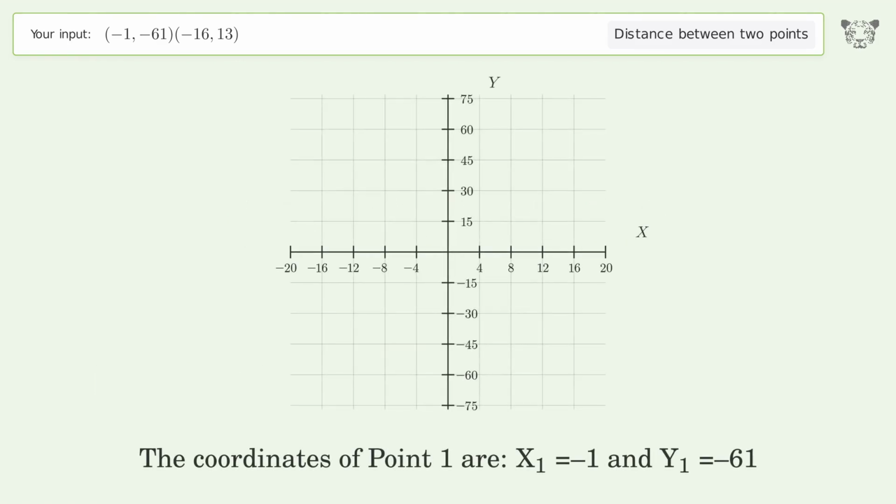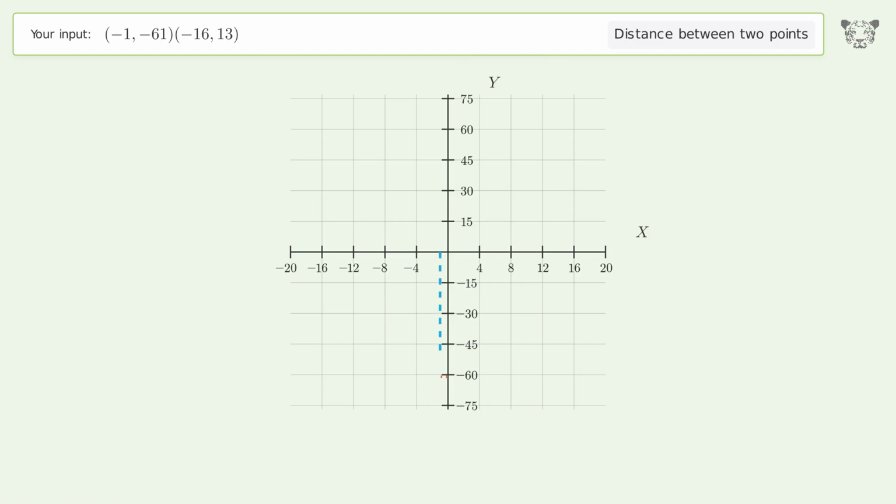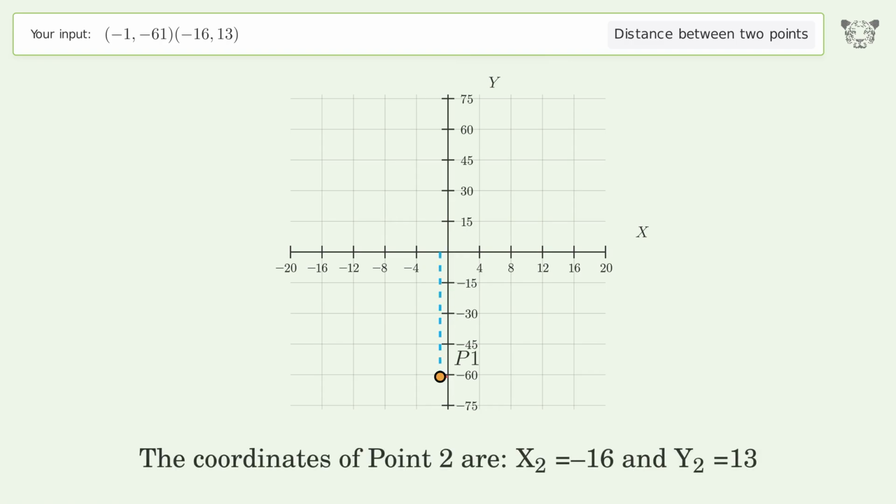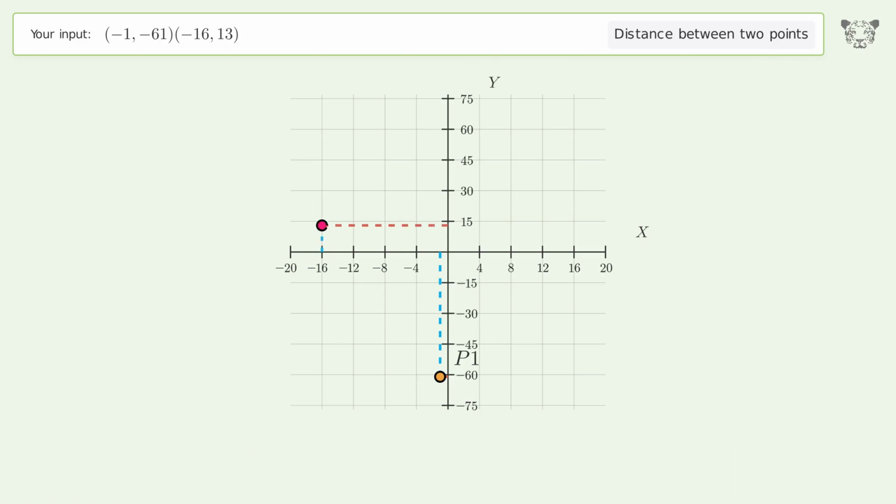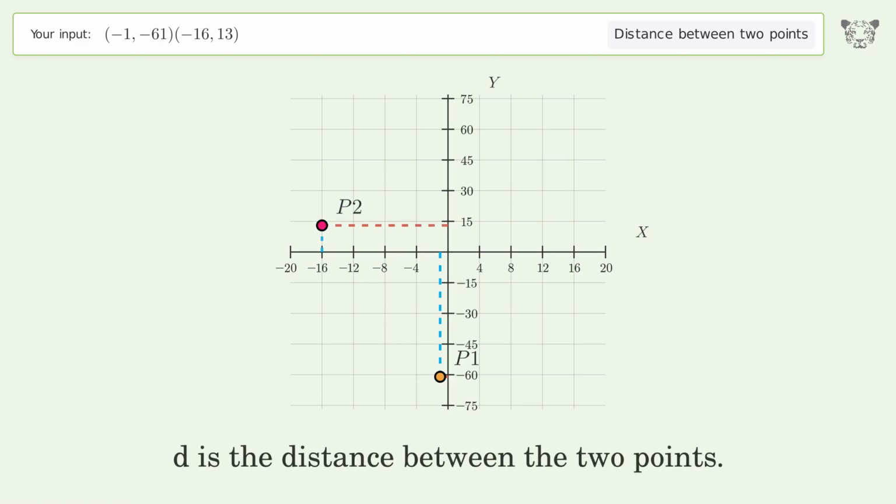The coordinates of point 1 are, x1 equals -1 and y1 equals -61. The coordinates of point 2 are, x2 equals -16 and y2 equals 13. D is the distance between the 2 points.